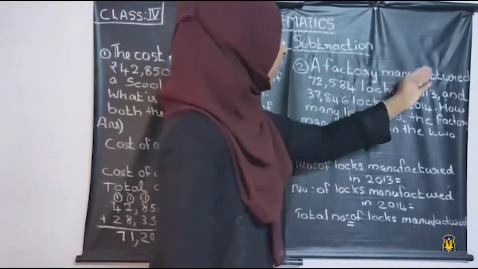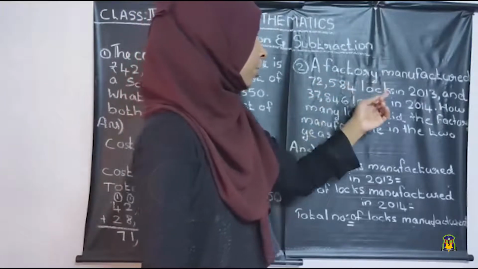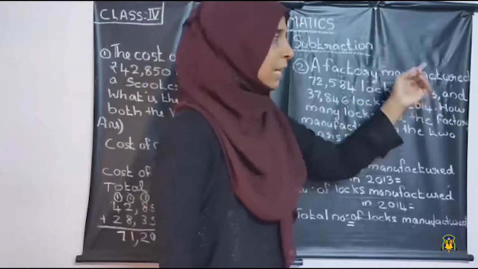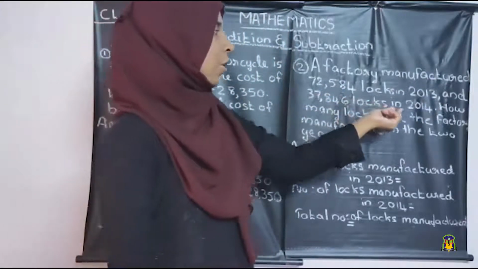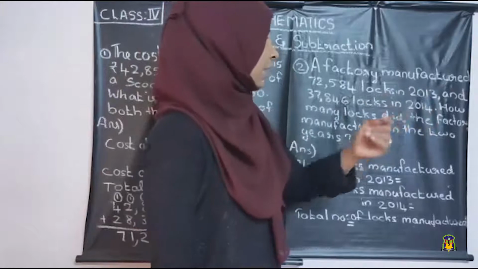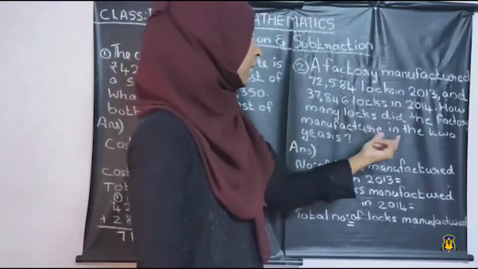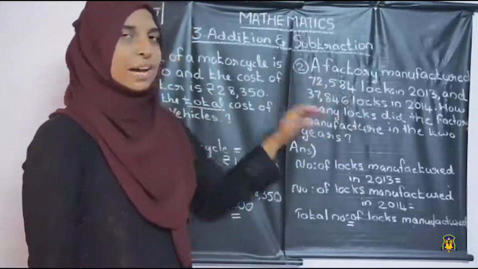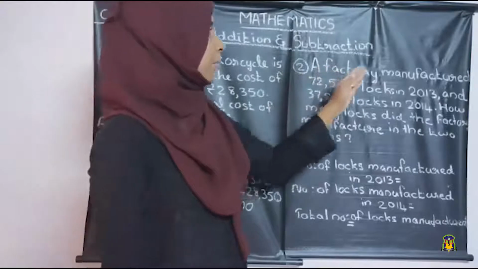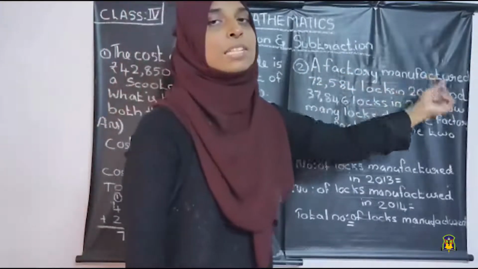A factory manufactured 72,584 locks in 2013 and 37,846 locks in 2014. How many locks did the factory manufacture in the 2 years? Okay, so what are the facts given here? A company manufactured this many locks in 2013.